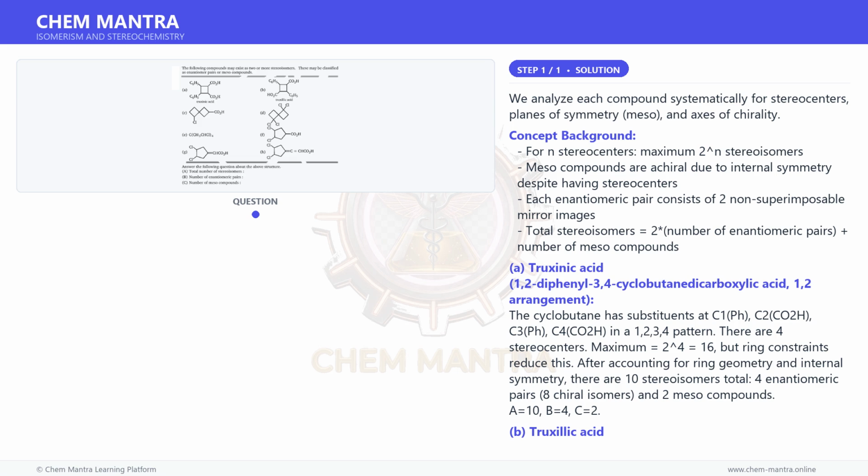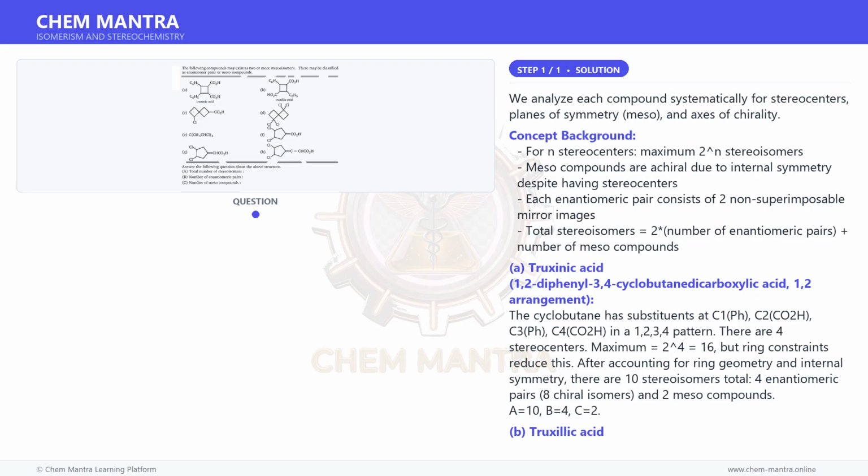B. Truxinic acid, 1,2-diphenyl-3,4-cyclobutanedicarboxylic acid, 1,3 head-to-head arrangement. Cyclobutane with Ph at C1, C3 and CO2H at C2, C4. The molecule has a high degree of symmetry. With 4 stereocenters but extensive symmetry constraints, there are 5 stereoisomers, all meso, due to the symmetric substitution pattern creating internal mirror planes in every stereoisomeric form. No enantiomeric pairs exist. A is equal to 5, B is equal to 0, C is equal to 5.